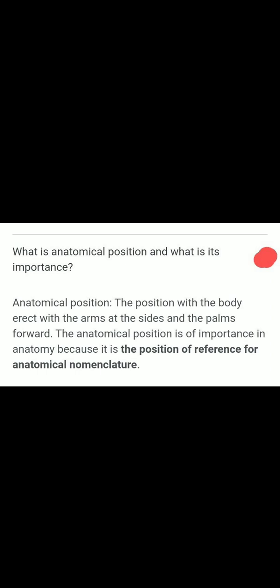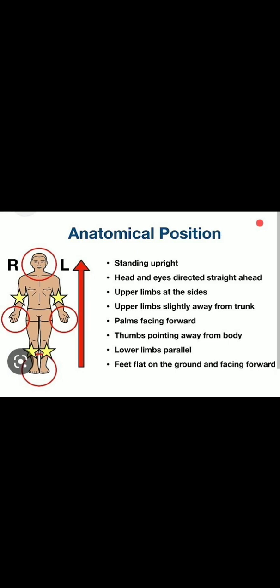Anatomical position is the position with the body erect, with the arms at the side and the palms forward. The palms should be facing forward. Also, the body should be erect. When we say erect, it should be upright. The body should be upright with our arms at the side of the body, and it should be open a bit so that the palms will be facing forward.